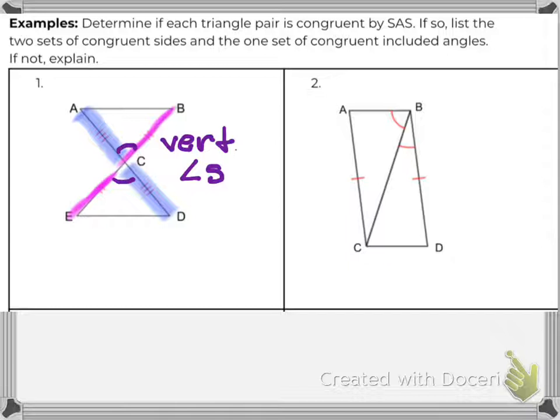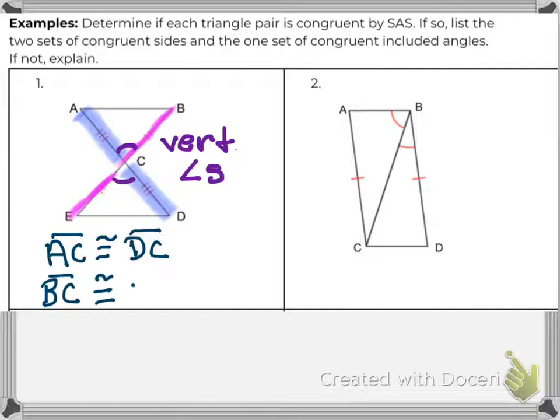And again, the idea of the included angle is that it's the angle formed by the two sides we're focusing on. So if I write this out now, I know that side AC is congruent to DC, the blue. Then I have my pink sides. BC with two tick marks is congruent to EC. In case you're unsure too, this point right here is C.